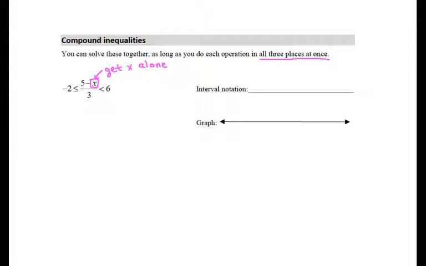So focus on where x is when deciding what your operation is going to be, and then make sure you do it in all 3 places to make sure you're doing a legal operation. So focusing first on the middle expression, 5 minus x over 3, I can see that division by 3 is what I want to take care of first, and I would get that away from x by multiplying by 3. So I am going to multiply by 3 in all 3 places.